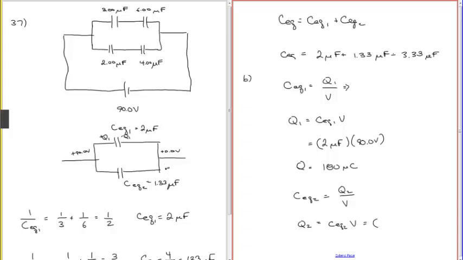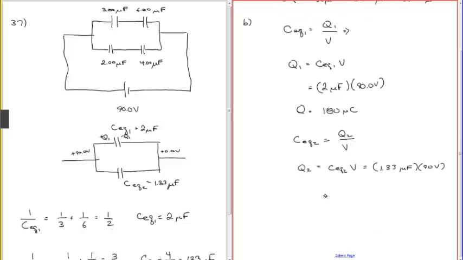And so we have an equivalent capacitance of 1.33 microfarads times 90 volts. If you take 90 times 1.33, you get 120. So we'll have 120 microcoulombs. Let's call that Q, make sure we put the Q right here. Okay, so down here we have plus Q2 and we have minus Q2.